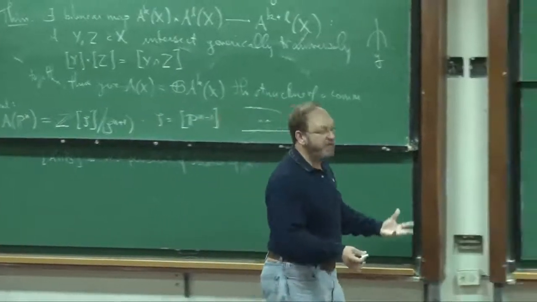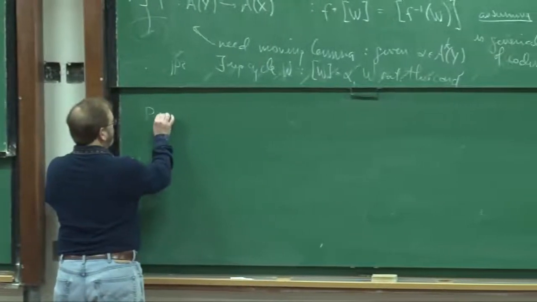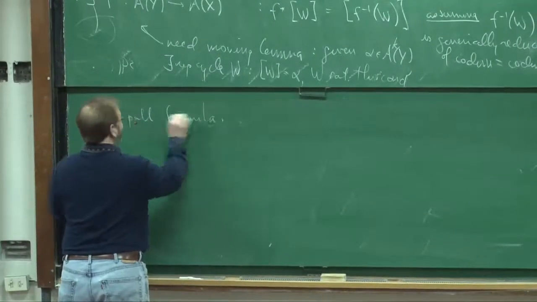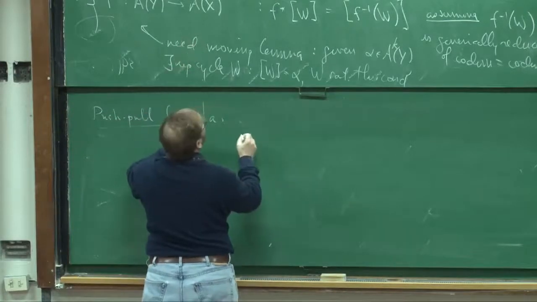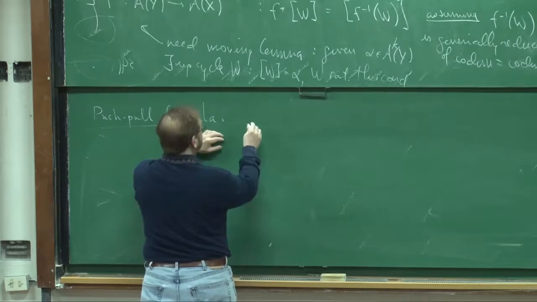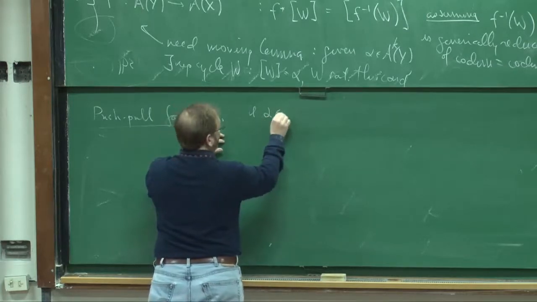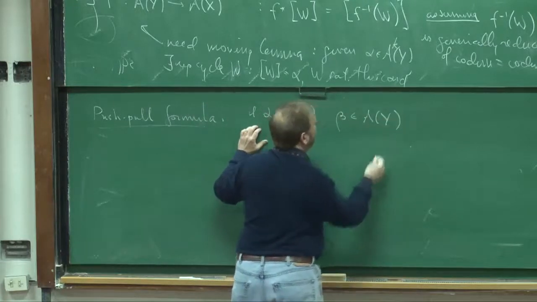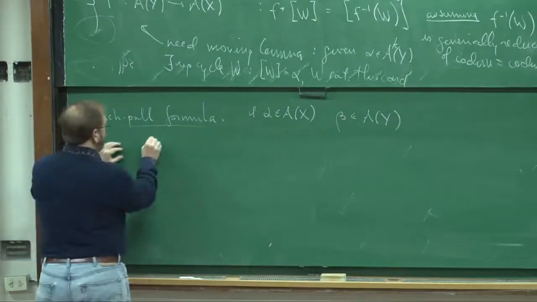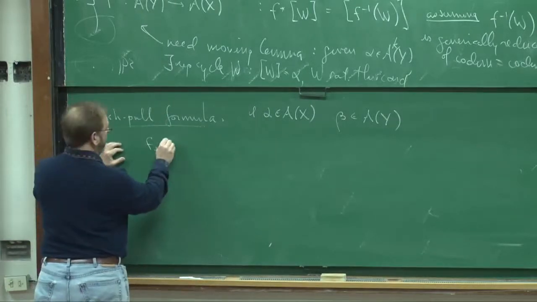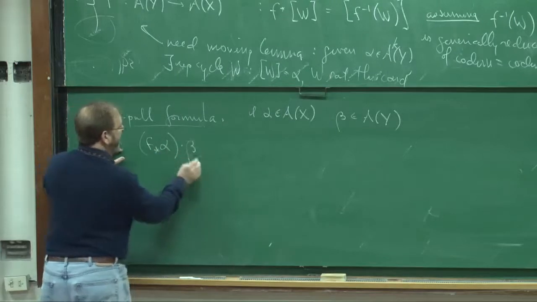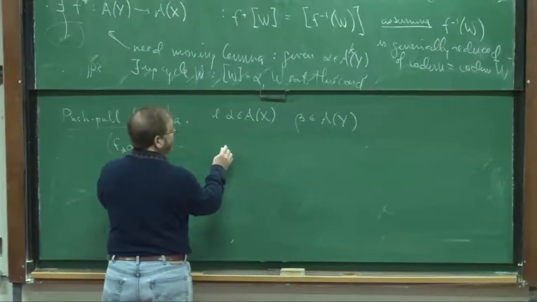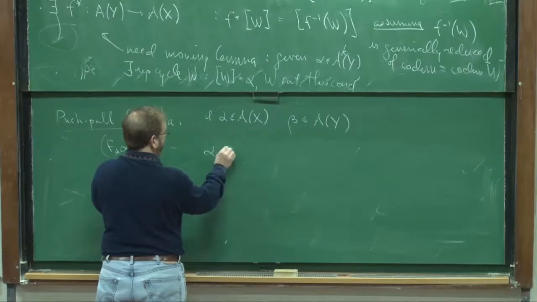The basic relation between these two operations is what's called the push-pull formula. This is very colloquial, and I'm not sure it's standard, but it's easy to remember in any case. The basic statement is that if I start with a class alpha on x and a class beta on y, I can do two things. I can push alpha forward and then take the product with beta, intersect with beta. Or I could take the pre-image of beta and intersect that with alpha.